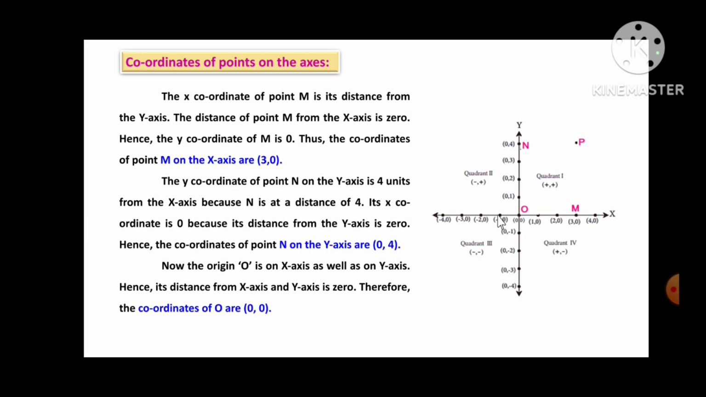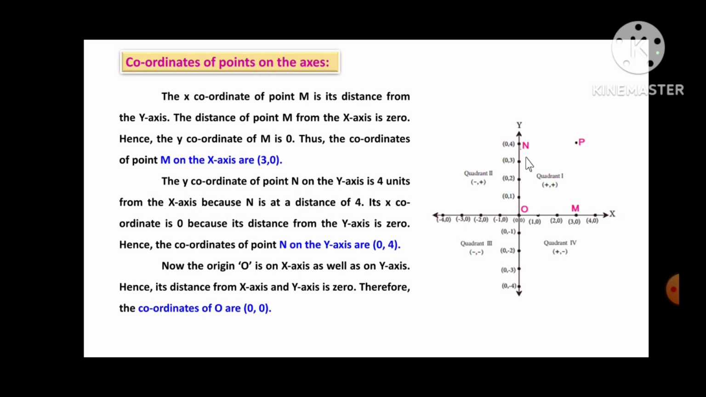The point N here, you can see on the y-axis, is 4 units from the x-axis, because N is at a distance of 4. Its x-coordinate is 0 because its distance from the y-axis is 0. Hence, the coordinates of point N are (0, 4).